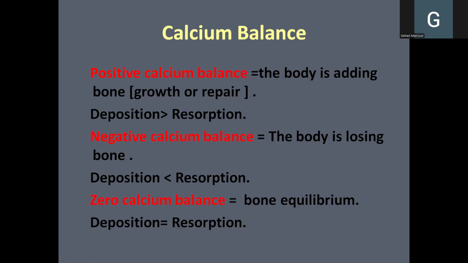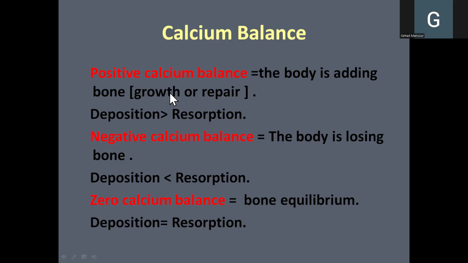So your body can pass through 3 stages. The stage of positive calcium balance, where the body is adding bone, where the osteoblasts are depositing calcium and phosphorus. And in such a case, you will have a positive calcium balance because deposition is more than resorption. Notice that even during positive calcium balance, resorption does not stop. All that happens is that the rate of deposition increases and the rate of resorption decreases so that you can have a net deposition of calcium.